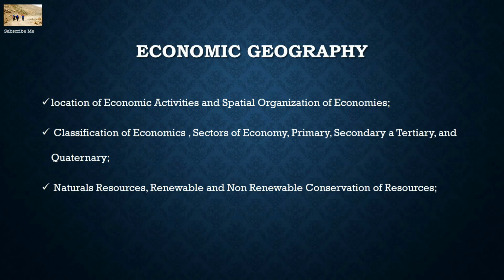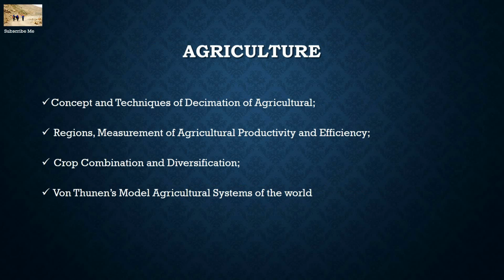Economic geography includes location of economic activities, spatial organization and economies, along with classification of sectors: primary, secondary, tertiary, quaternary activities, natural resources, renewable and non-renewable resources, and conservation. It is important, but if you read it, you'll get to know.